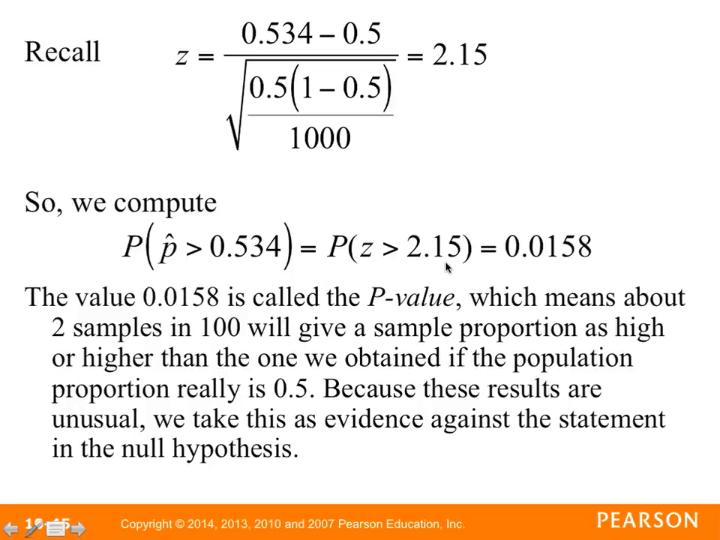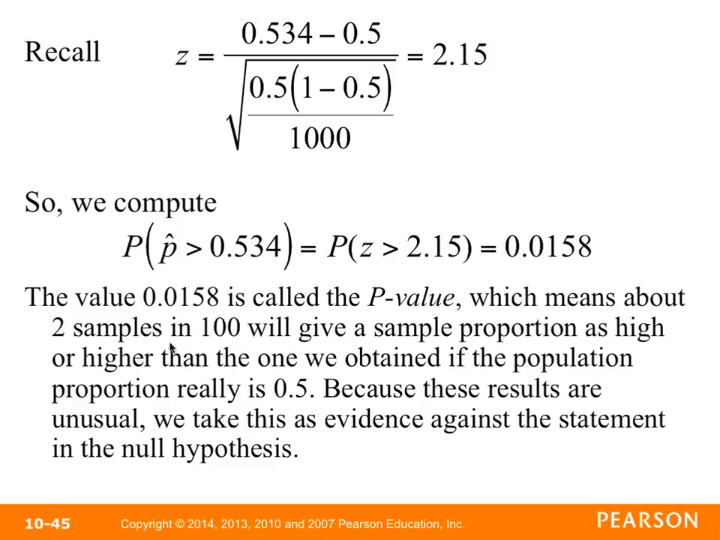And if you look this up on your table, if you're using the actual table, you're going to have to do 1 minus the table value since you have a greater than, or right-tailed, test. And you should get 0.0158, or you can use technology to get this as well. So the value of 0.0158 is actually called our p-value. So 0.0158 is about equal to 0.02 or 2%.